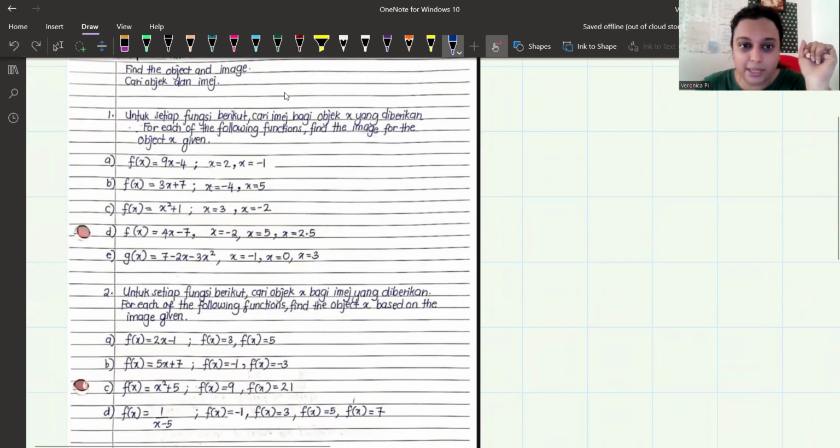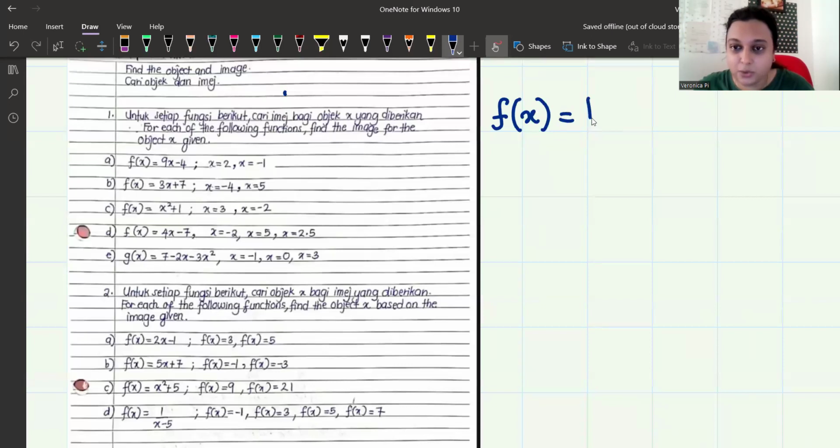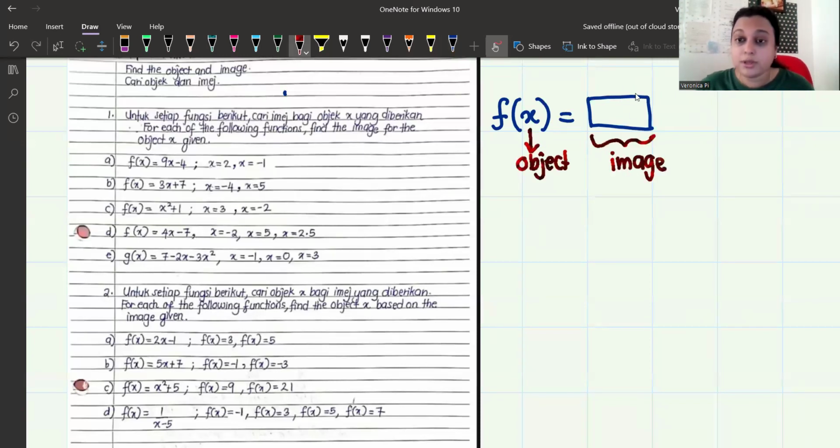Kita nak cari image. Always remember, whenever you dapat function, let's say like this, fx equals to something dekat belakang. Yang depan ni, the x, that is always your object. So the behind here is actually your image. Or you can also take this whole thing, the fx, that means your entire fx is your image.